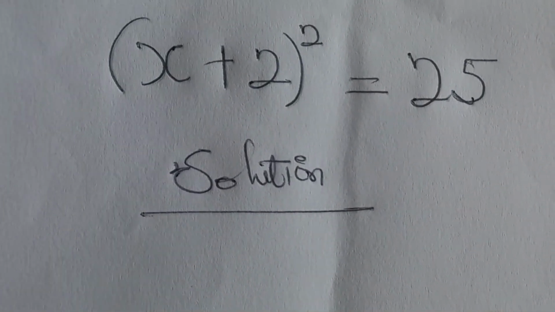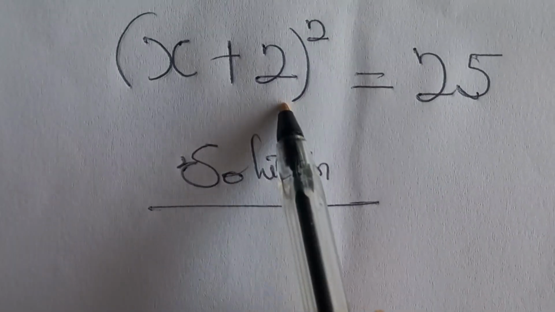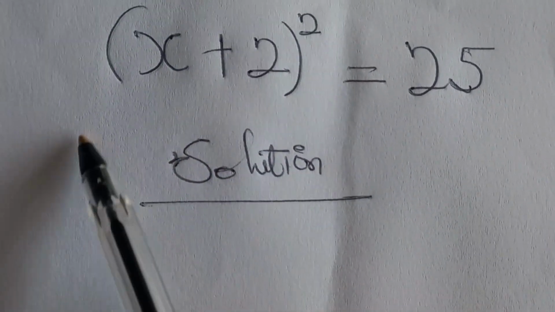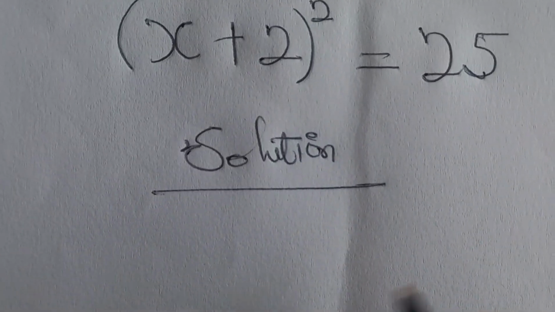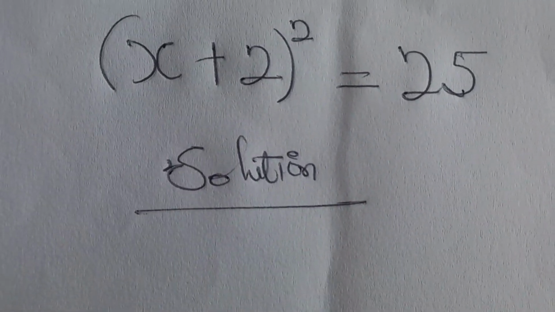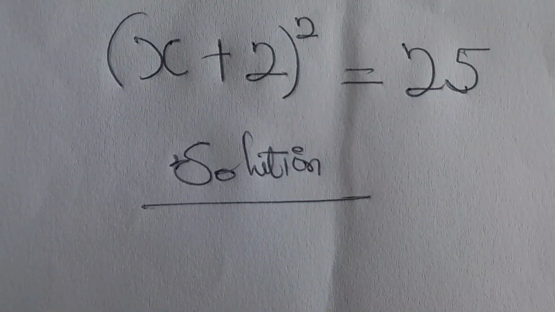So we have to solve (x + 2)² = 25. Let me tell you something. This type of question, we have so many ways of solving it, so many methods to solve this. But I'm going to use a particular method to solve this.